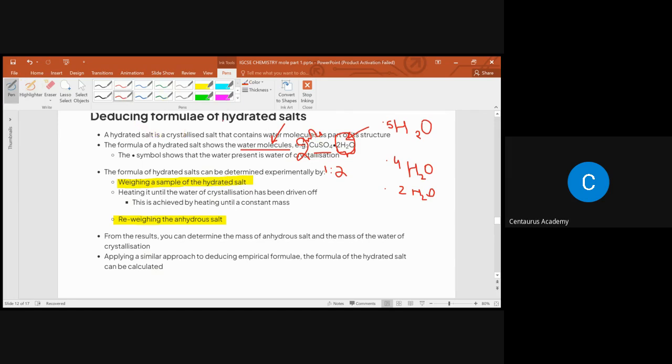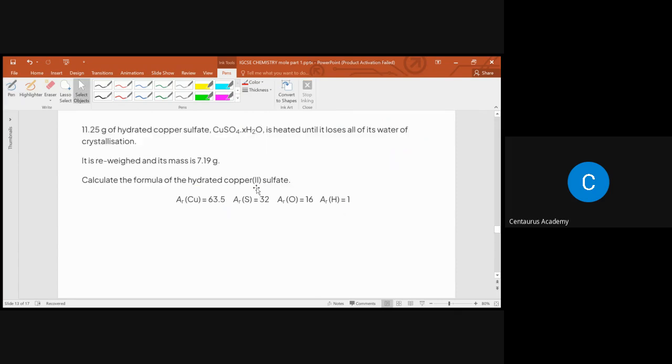Whenever a question asks you to find the hydrated salt and the water molecules, for instance they write XH2O, and you are asked to find the number of water molecules present, you simply have to use the same method that we discussed regarding the empirical formula. How do we do that?